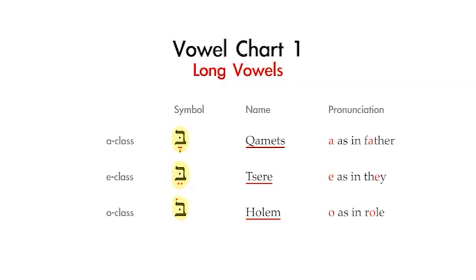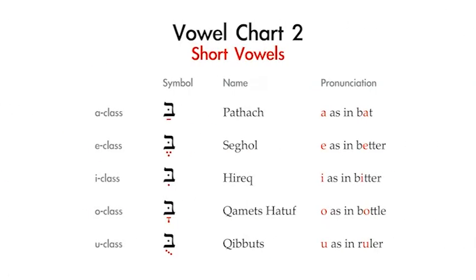Once again, let's say these vowels together with the consonant bet. Ba, bay, and bo. Those are the long vowels from vowel chart 1. We now move on to vowel chart 2 with the short vowels. With the short vowels, there are A, E, I, O, and U class vowels.